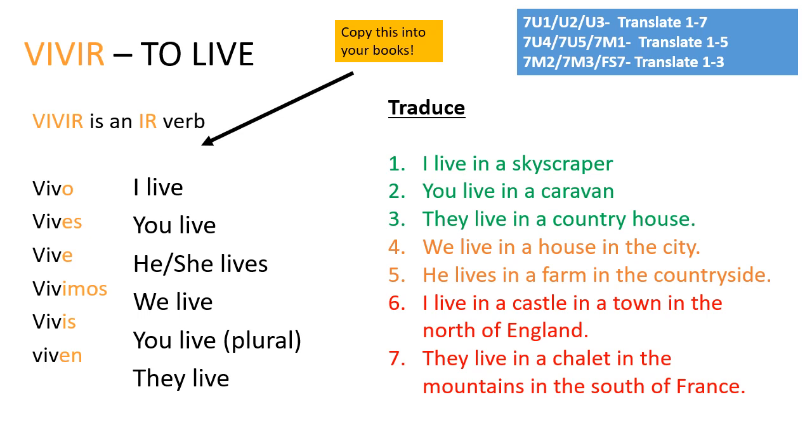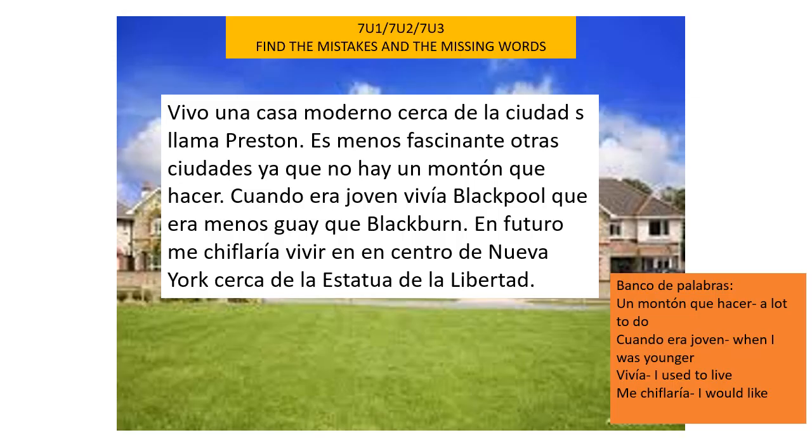Okay, I want you to write all of that left-hand section into your books. Make it as colourful as you want, anyway, to help you learn those endings. And then at the right-hand side, you have got the translations 1 to 7, and you've got the instructions in the blue box at the top for whichever group you are in. This is for 7 upper 1, 7 upper 2, and 7 upper 3, and you are spotting the mistakes. If you are in 7 upper 5 and you want to go have a go at this, feel free to do so, or whatever other group you're in.